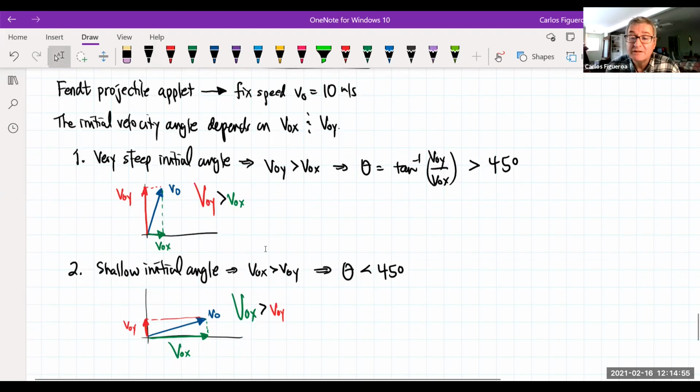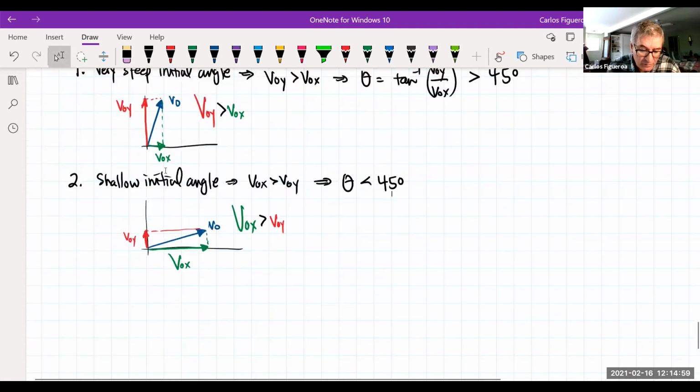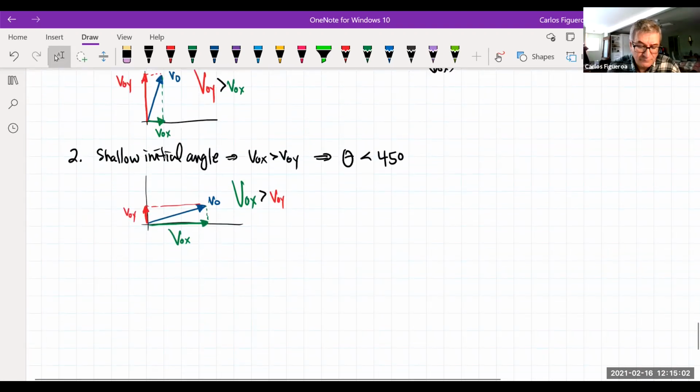So now let's go to the applet and I'll show you what I mean here. The first thing that I want to do is a steep shot. So let's go look at that.